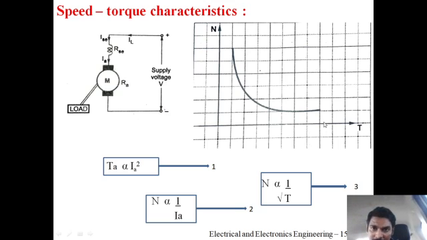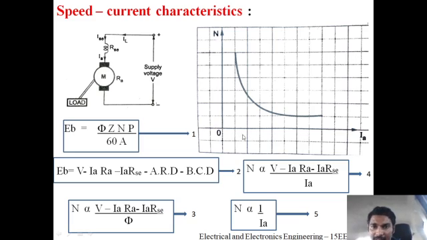Another point you have to observe is that at no load the speed of the motor is very high, hence it should never be started at no load. Because at no load the load is zero, which means theoretically the current will become zero. Current becomes zero means, since speed is inversely proportional to it, the speed will become infinite.